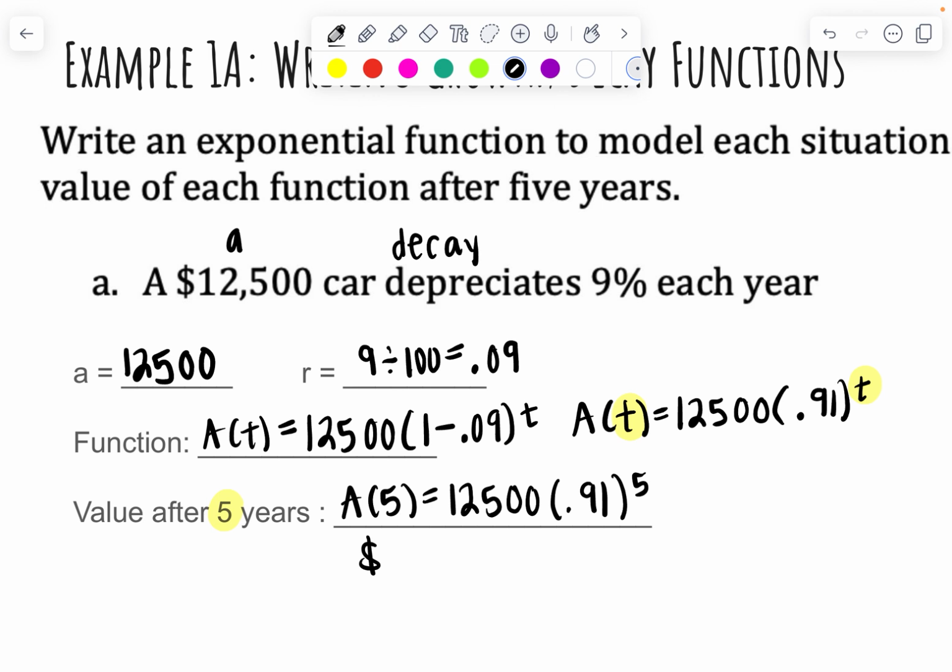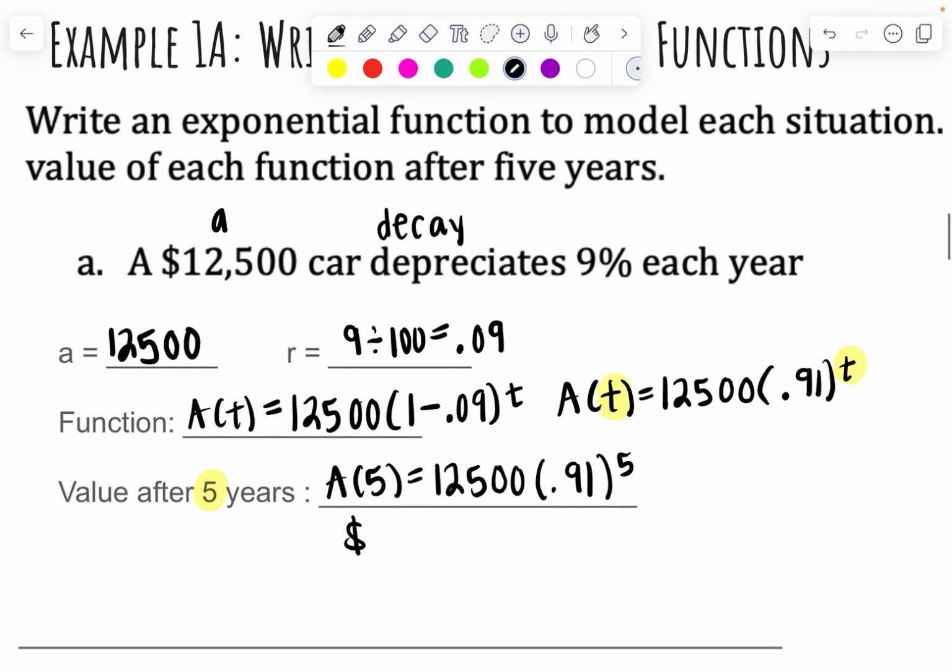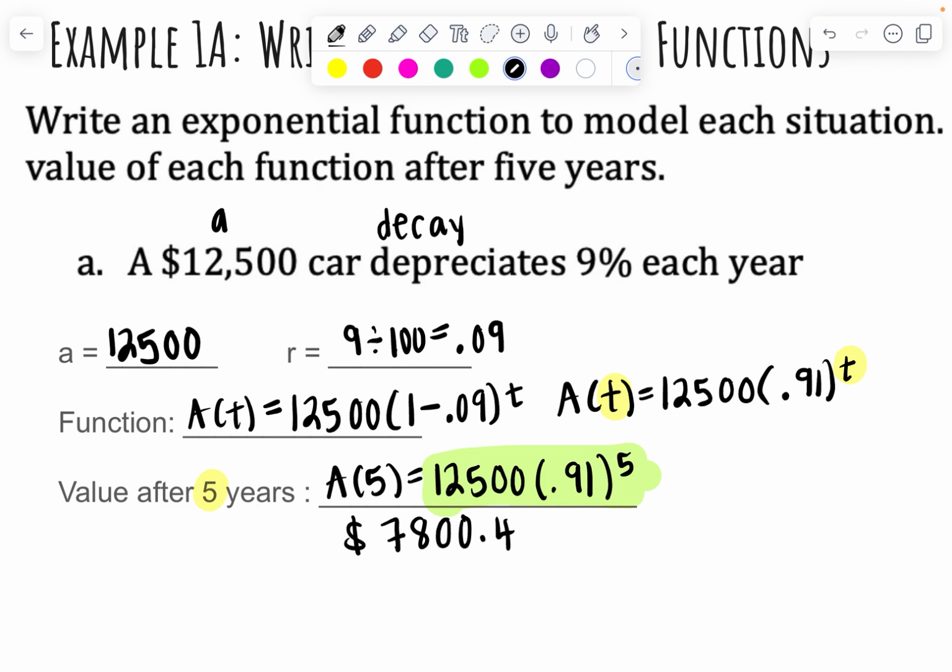This is money, so we're going to round to 2 decimal places. You'll put this part in the calculator. And our final answer then, $7,800.40. So if you buy a car for $12,500, after 5 years, the car will be worth $7,800.40.